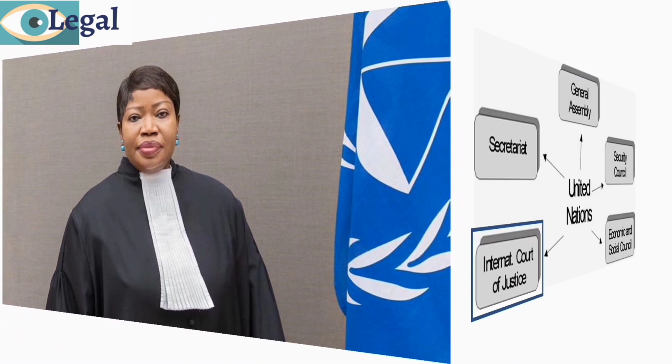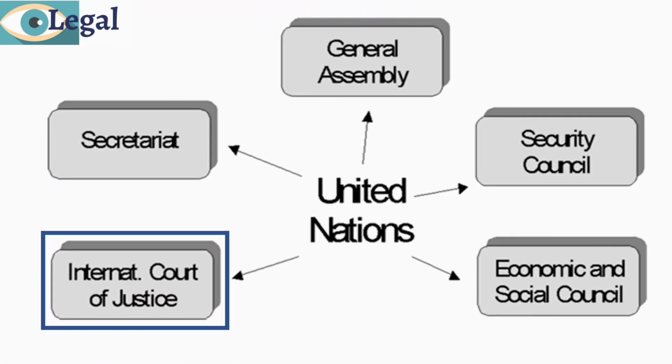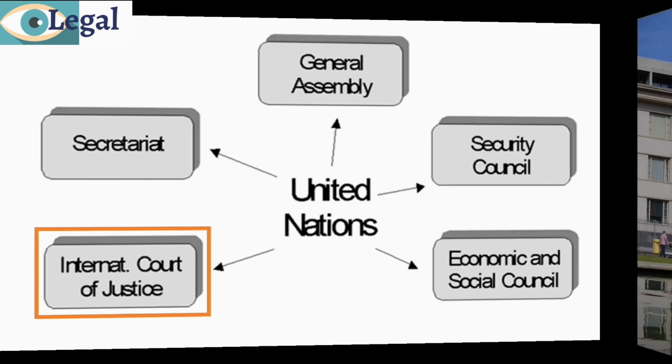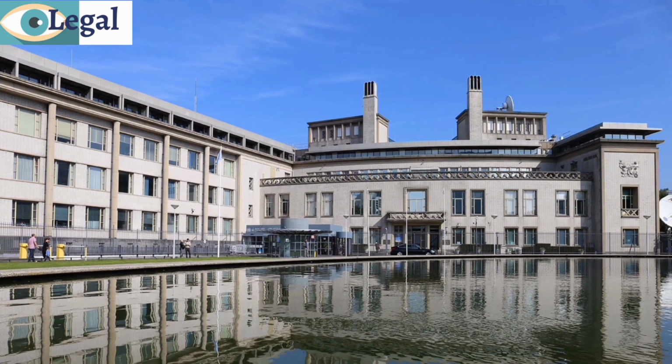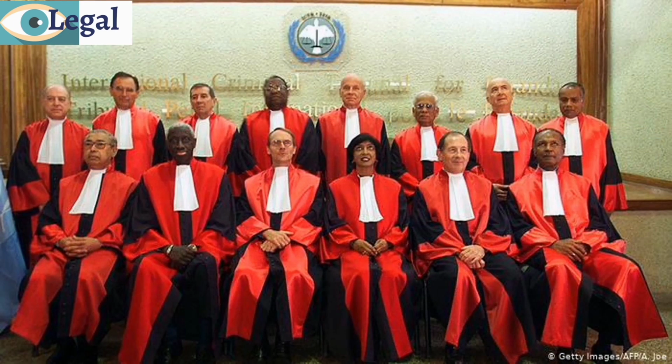It is also important to note that unlike the International Court of Justice, the International Criminal Court is not an organ of the United Nations. There are other international criminal tribunals before whom war criminals are prosecuted. Such tribunals include the International Criminal Tribunal for the former Yugoslavia and the International Criminal Tribunal for Rwanda.